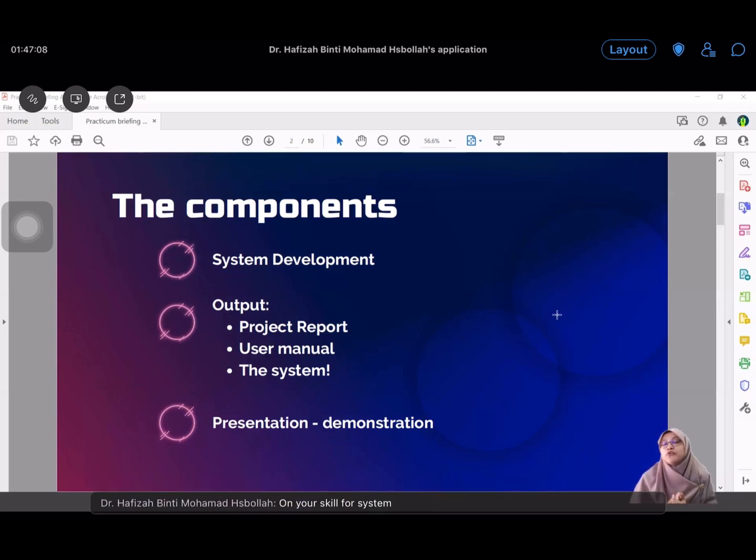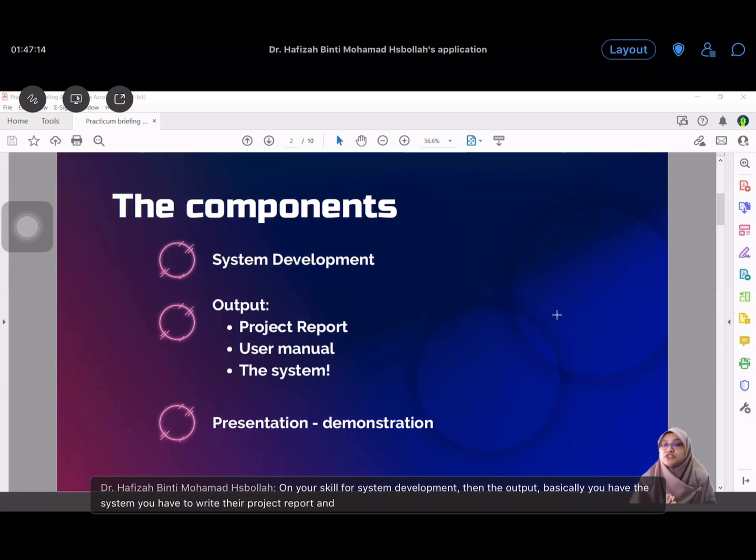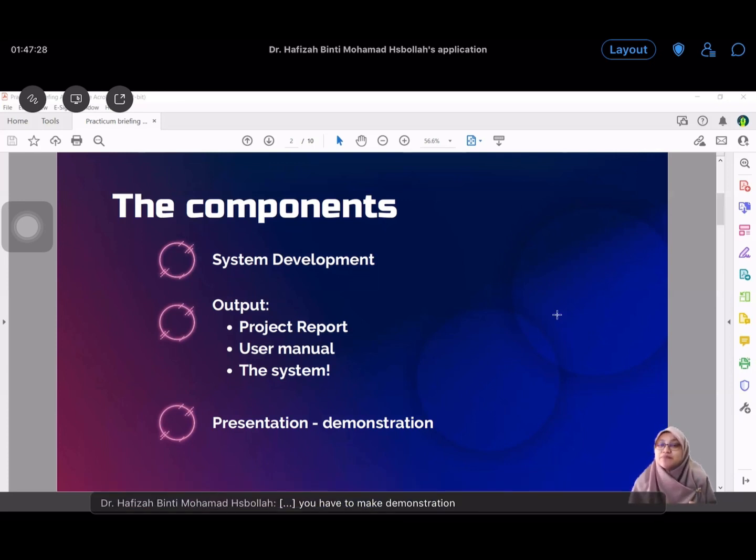And then the output: you have the system, you have to write the project report, and you also need to produce a user manual on how people can use your system. Lastly, you have to present, where during the presentation you have to demonstrate how your system works to your supervisor.